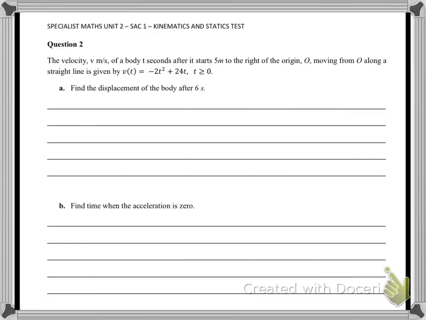Okay, question 2. The velocity of a body t seconds after it starts, 5 meters to the right of the origin, so that's describing the initial position, and the velocity is moving from the origin along a straight line, and it's given by this function. So there's our velocity function. Our job, we have to find the displacement of the body after 6 seconds.